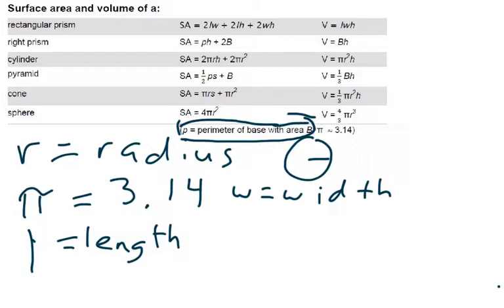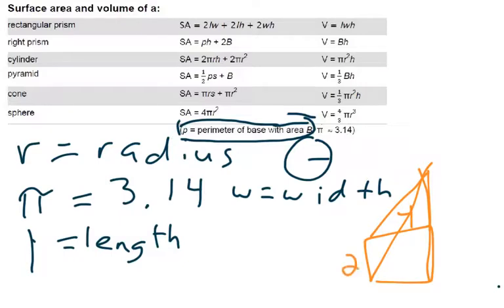It says P equals the perimeter of the base with area capital B. Anytime you see the capital B, you're getting the area of the base, the bottom shape. So if you had a pyramid, I can't draw pyramids, but we'll say that's a pyramid. Let's say the base has a length of 4 and a width of 2. Where it has that big capital letter B, we would go 2 times 4 to get the area of the base. That's what we do to get the capital letter B when getting the surface area of a pyramid.